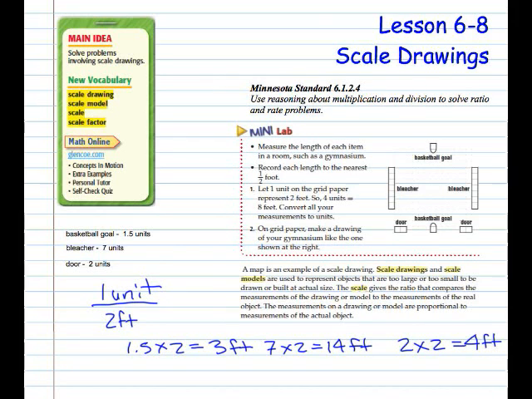A map is an example of a scale drawing. Scale drawings and scale models are used to represent objects that are too large or too small to be drawn or built at actual size. The scale gives the ratio that compares the measurement of the drawing or model to the measurement of the real object. The measurements on a drawing or model are proportional to the measurements of the actual object.